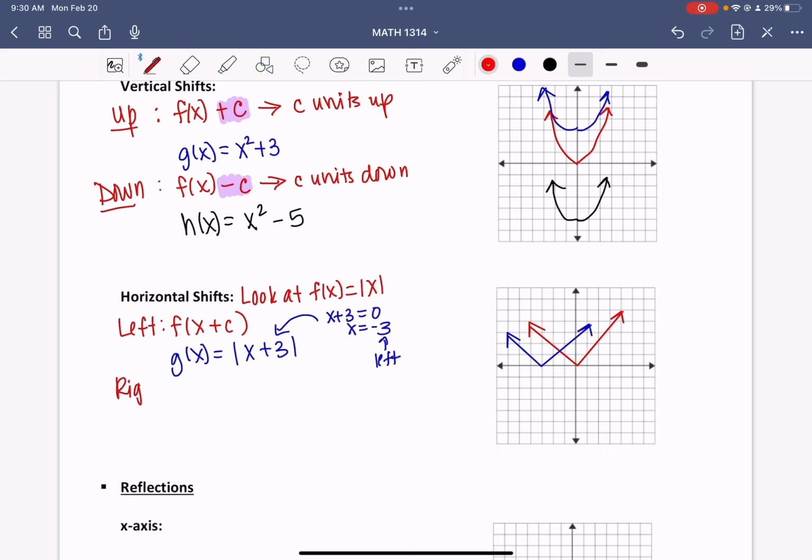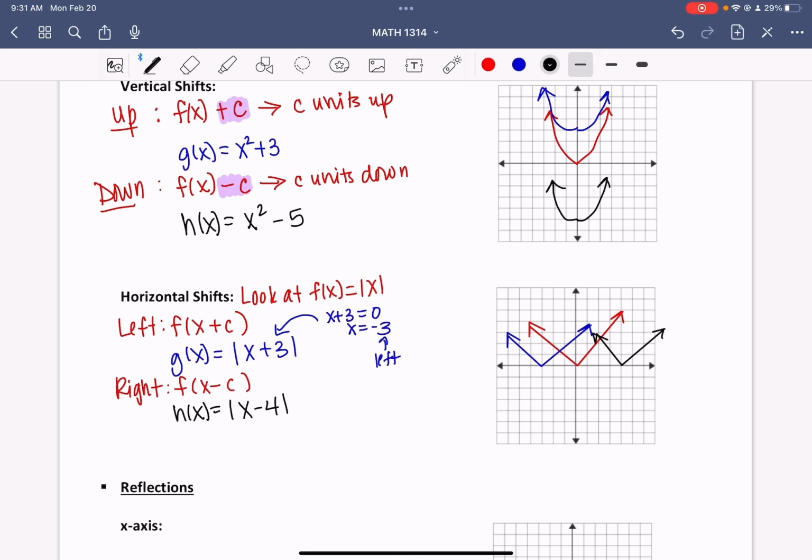And so with your right shift, this is when you actually have subtraction on the inside of the function. So this would be when I have h of x equal to the absolute value of x minus 4. Again, it's the opposite of what you think. So that would be 1, 2, 3, 4. And it would look something like this. And so those horizontal shifts are the opposite of what you think, and that's moving your left and right based on what is being added or subtracted on the inside of the function.